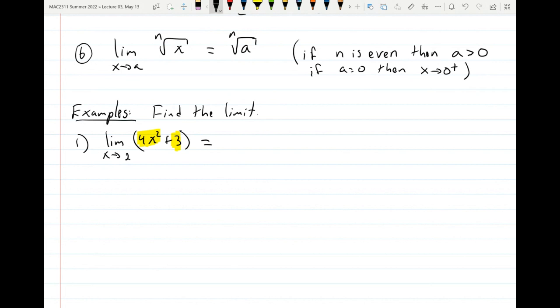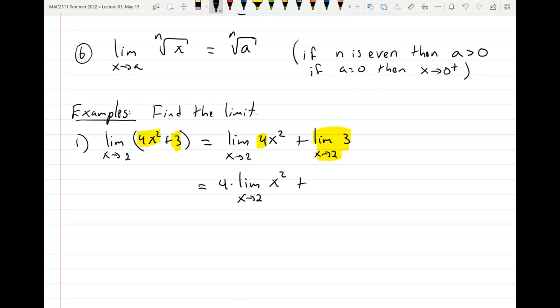So we can use the property that says that the limit of the sum is the sum of the limits, plus the limit as x approaches 2 of 3. Now we can immediately evaluate this second limit over here by using one of the basic properties. To evaluate the first one, we need to use another algebraic property that says that we can take constants out of a limit, right? So that 4, this 4 over here, we can take it out. So we can write 4 times the limit as x approaches 2 of x squared.